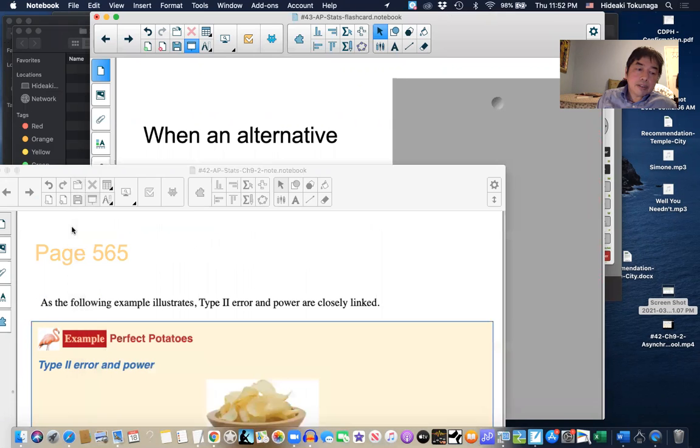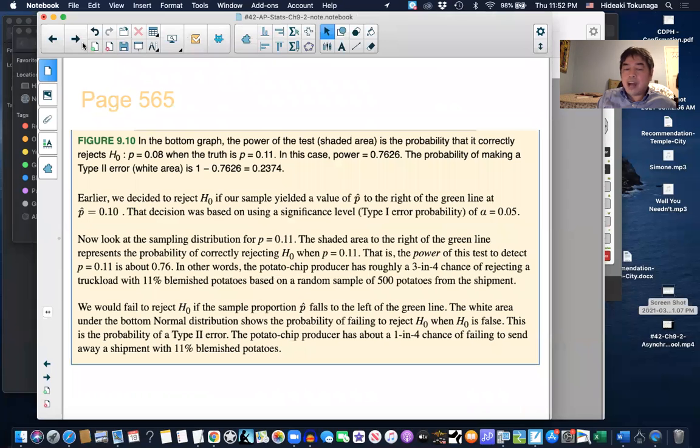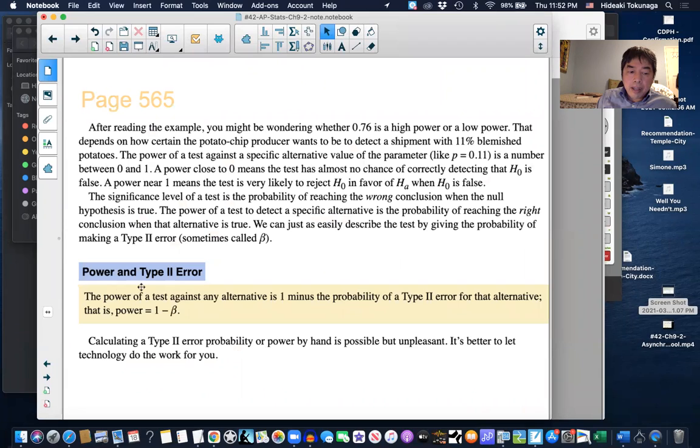I hope you understand. There is one more thing. We use alpha for the alpha level, the significance level, but there is also power and type 2 error. The power of the test against any alternative is 1 minus the probability of a type 2 error, so power equals 1 minus beta. The probability of making a type 2 error, sometimes we call it beta. This I would like you to remember, okay?